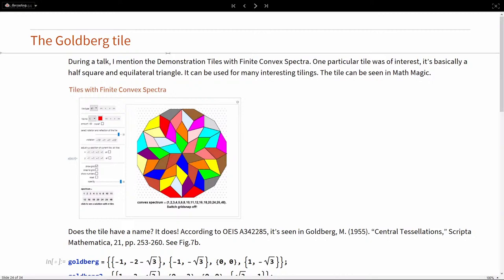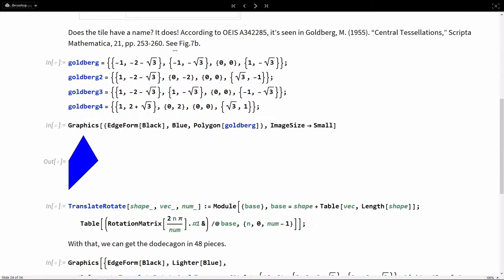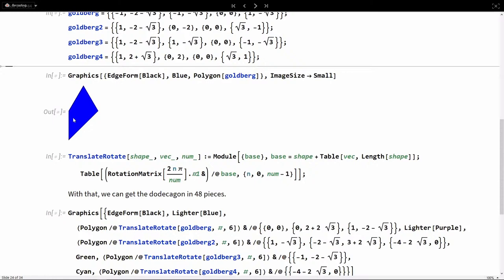In an earlier talk, I talked about the Goldberg tile, and I decided to write it up more. It's in OEIS, and it was developed by M. Goldberg in 1955. And here's what it looks like. It's basically an equilateral triangle with half of a 45, 45, 90 triangle. Here's a 48 tile solution for the dodecagon.